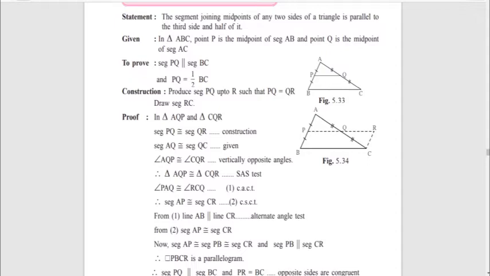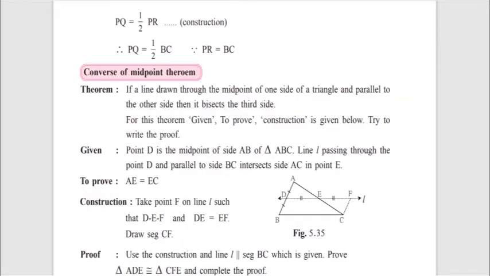And also PR is equal to BC. Opposite sides of the parallelogram are congruent. PQ is equal to half of PR by our construction. Therefore, PQ can be written as half of BC. Instead of PR, we can write BC, since PR is equal to BC. So, we have proved the midpoint theorem. We have proved that the segment joining midpoints of any two sides of a triangle is parallel to the third side and half of it.